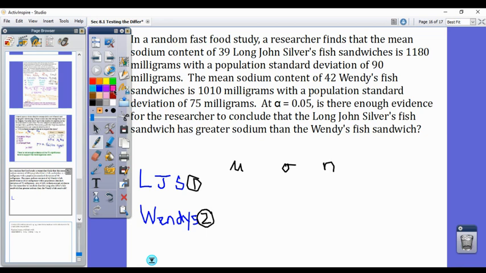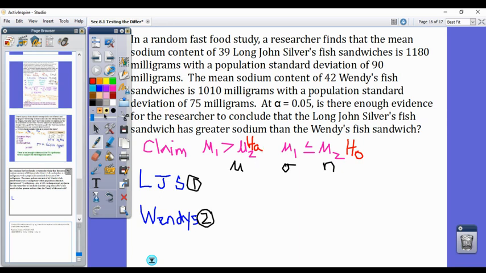So we are trying to see, the claim is if Long John Silver's has more sodium. So our claim is mu1 is greater than mu2. The complement to that is mu1 less than or equal to mu2. All right, and then our null is here, and our alternative is our claim.